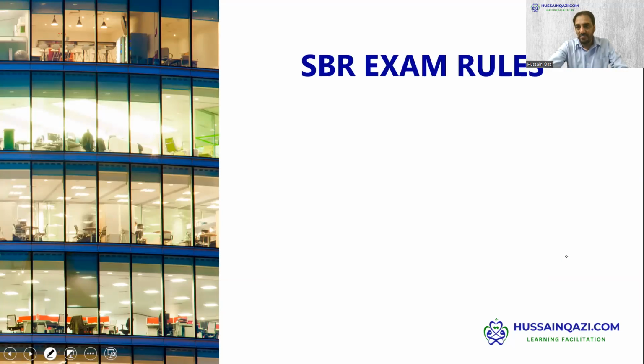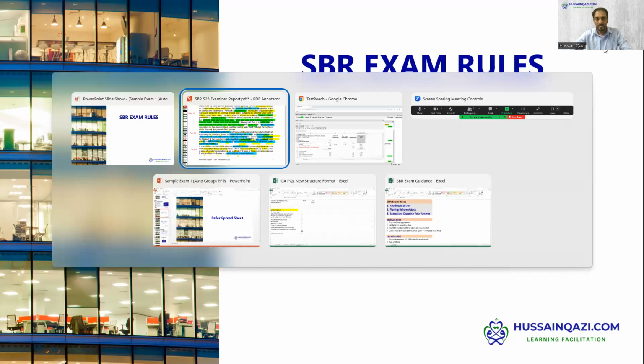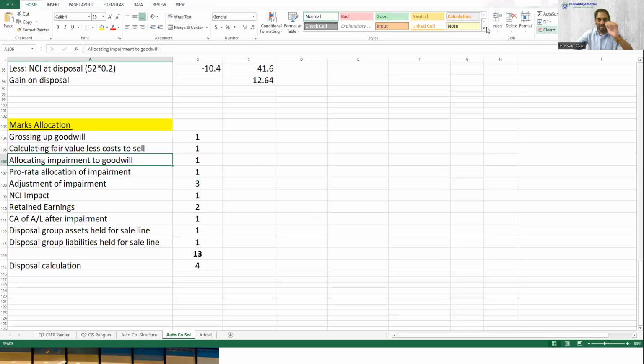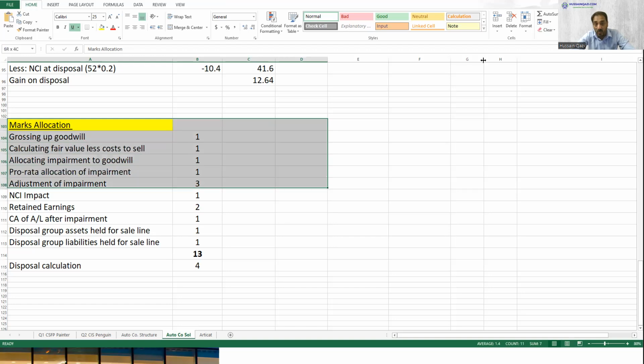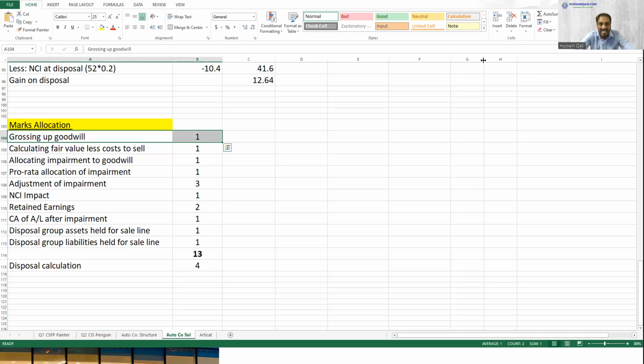Students, the final point. I'm now going to jot down all the points in one place. By the way, before that, one important thing: whatever you have done with C1, those 13 marks are the marks allocated in the marking scheme. If you have done the goodwill grossing up, you will be able to get 1 mark.